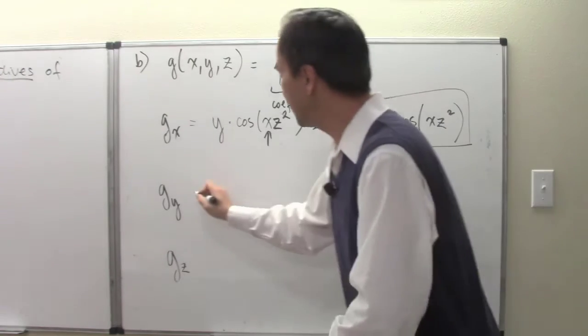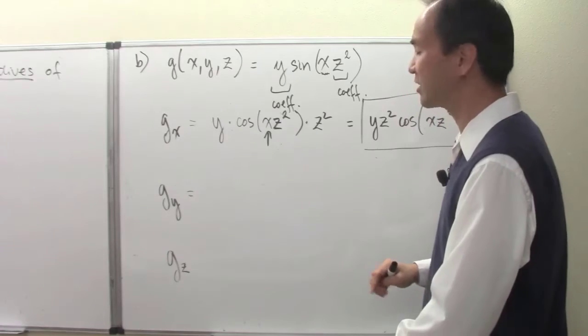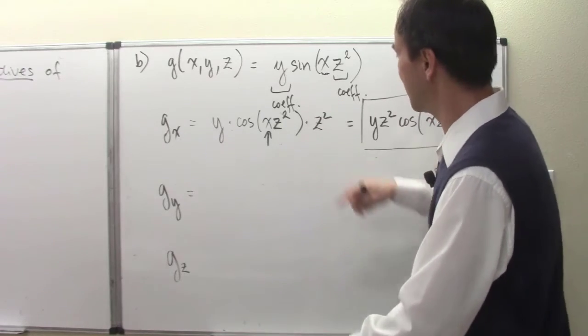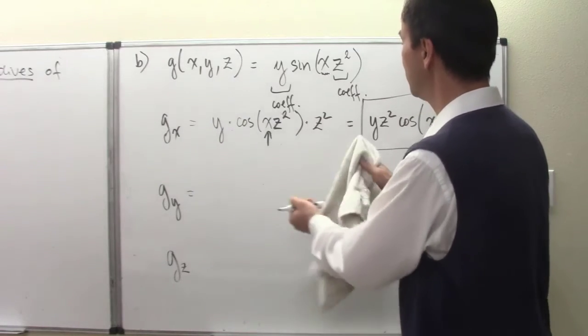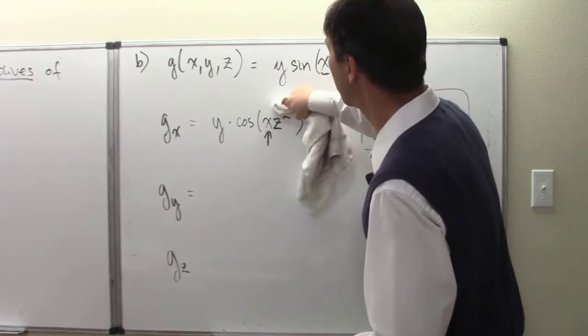So g_y is going to be done similarly. We're not going to use the limit definition, the limit process right there. So I am going to clear out some of these extra notations.